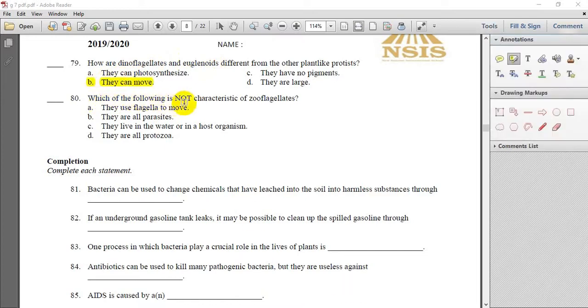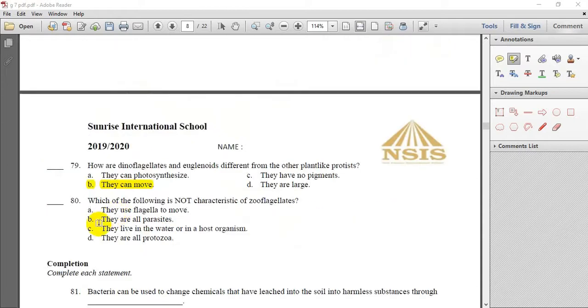Which of the following is not a characteristic of zooflagellates? Zooflagellates use flagella to move, and this is something true about zooflagellates. Yes, they have flagella. They are all parasites. They live in the water in a host organism, or they are all protozoa. They are all parasites? No, they are not all parasites. Some of them are parasites, so we will choose letter B.